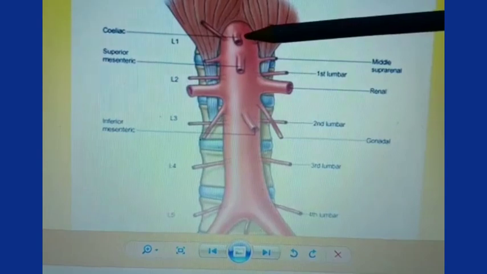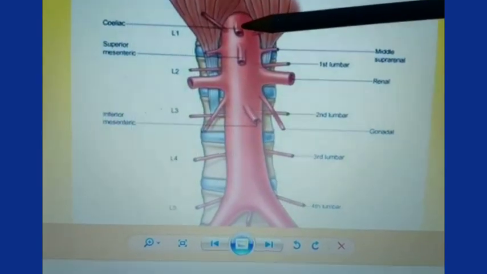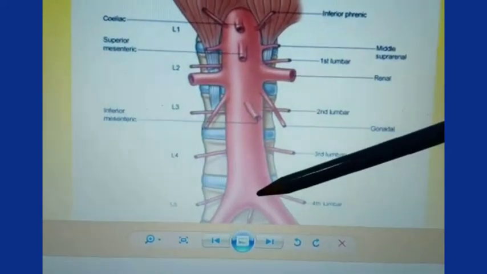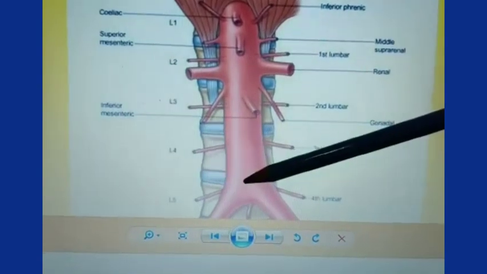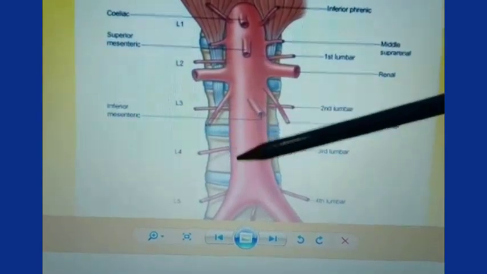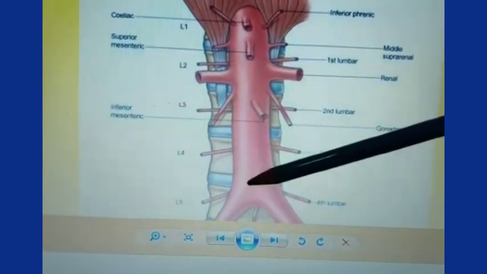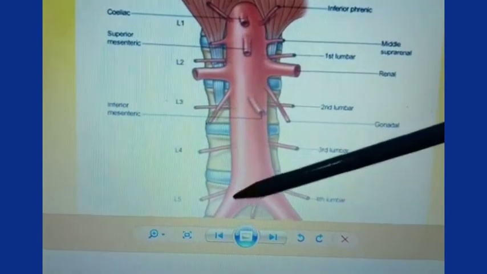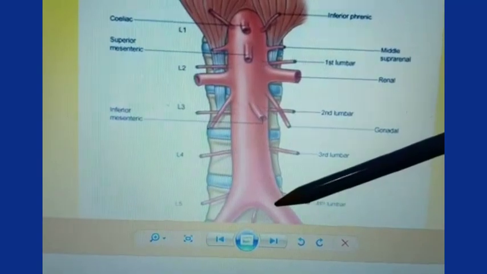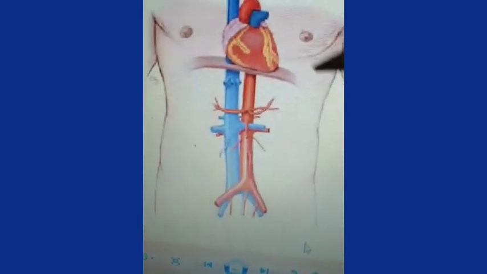So the abdominal aorta begins at the level of T12, up to the level of the lower border of the body of the L1 vertebra. Then slightly it moves 1.25 centimeters towards the left. Then it moves 1.25 centimeters on the left side of the lumbar vertebra and divides into the right and left common iliac artery. Next are the relations of the abdominal aorta.